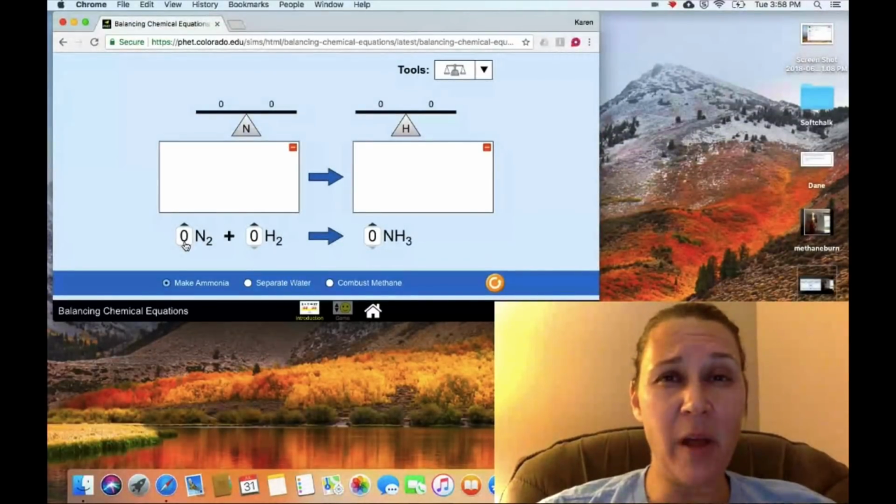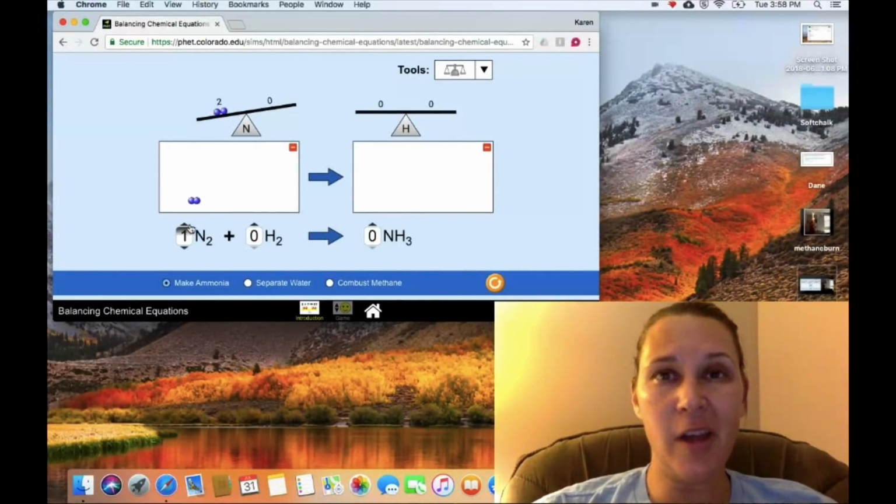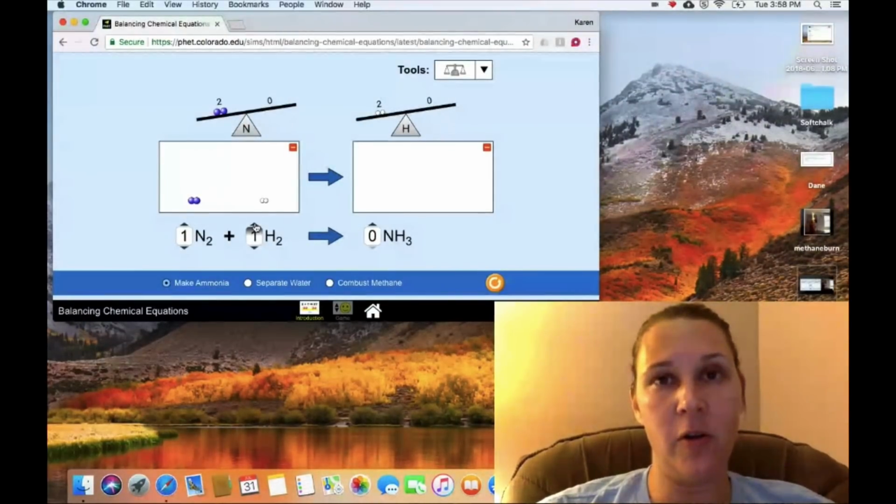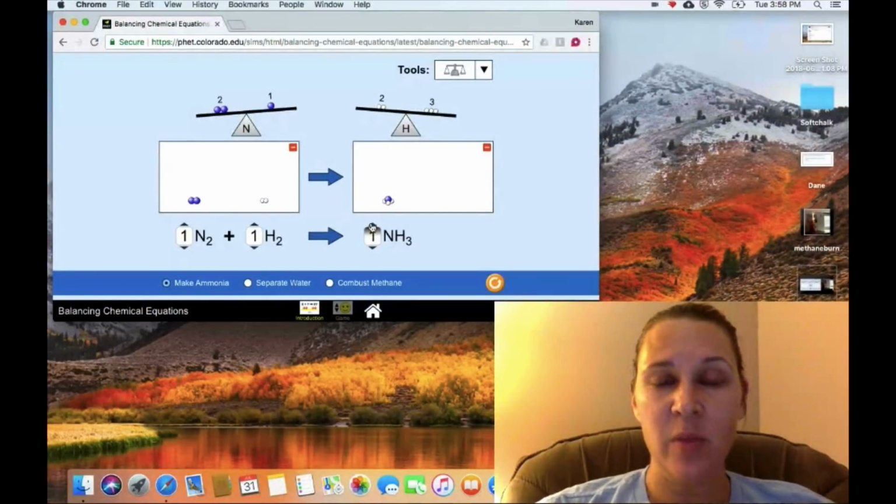Hopefully you had some success balancing this equation, so I'm going to do it really quickly here and show you how I went about doing it. First of all, I have to have at least 1 of each particle on the reactant side, and at least 1 particle on the product side. Remember, we cannot create nor destroy matter, so all the particles have to be accounted for.